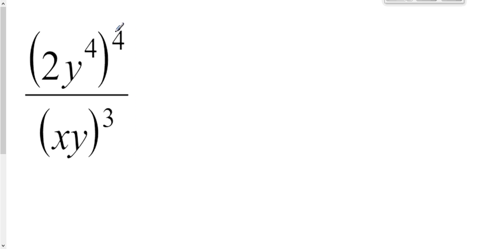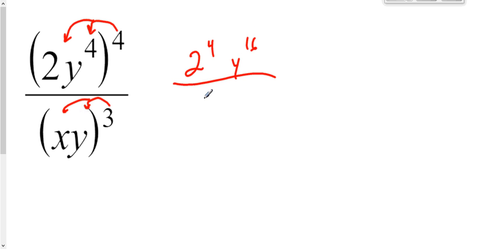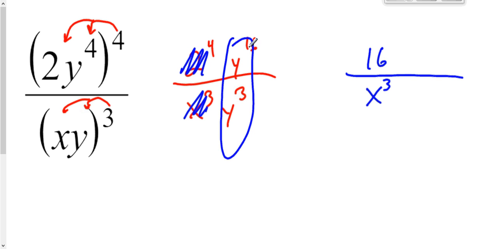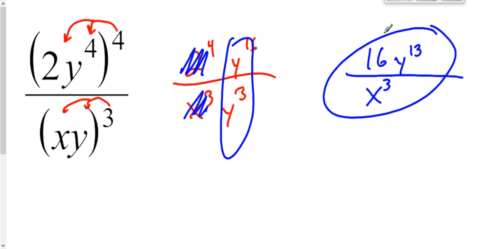We're going to use the power rule on our 2 sets of parentheses. We get 2 to the 4th, y to the 16th, all over x to the 3rd, y to the 3rd. 2 to the 4th is 16, nothing simplifies with it. X to the 3rd, nothing simplifies with it, so it's gone. Quotient rule between the y's, 16 minus 3 gives us 13. It's positive, stays on the top, and we're done.